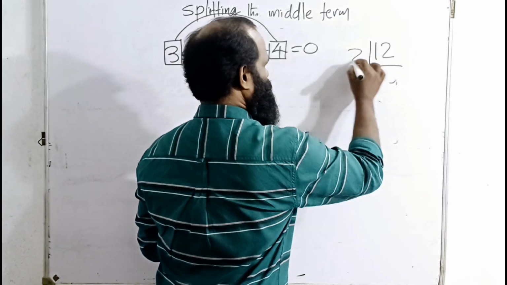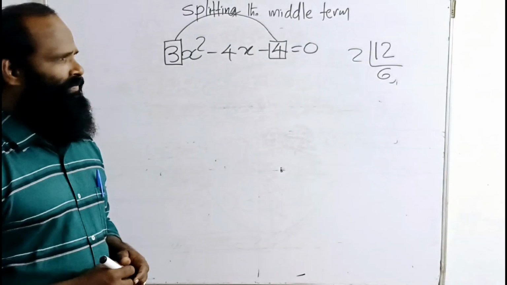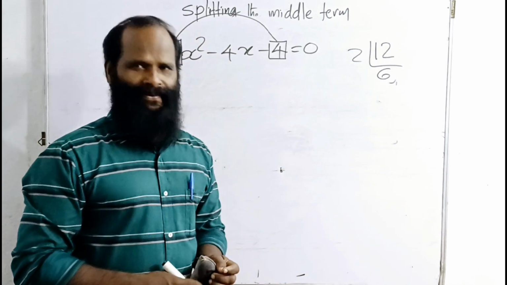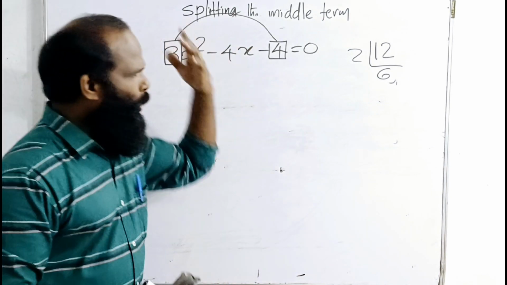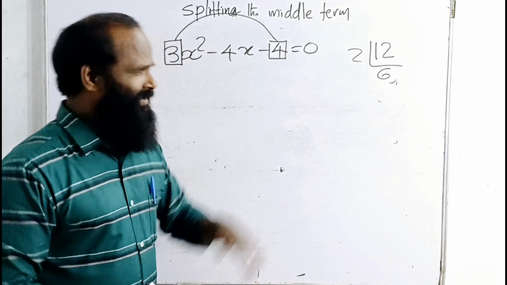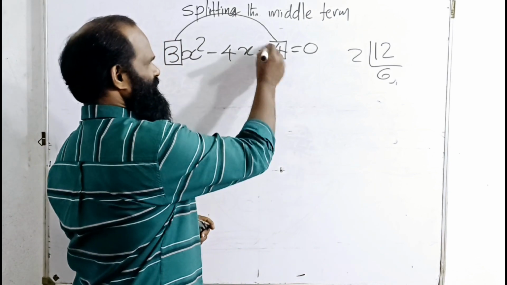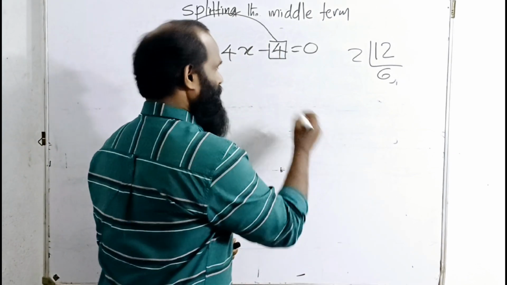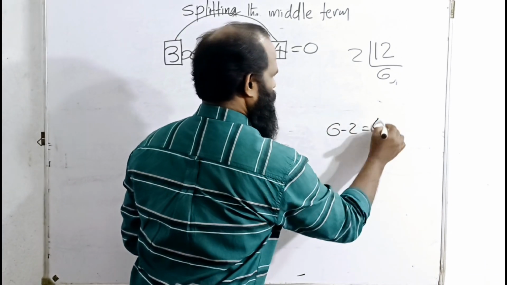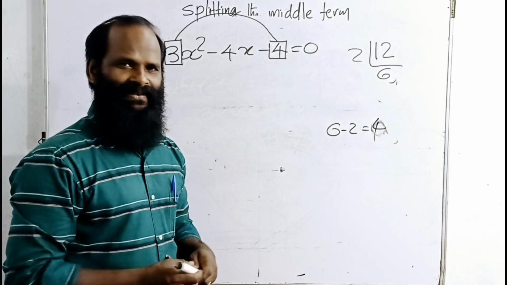Look, 2, 6. 2, 6 are 12. Shall I go factorizing 6 again? No, because I have already got the numbers I've been looking for. What are the numbers? 6 and 2 are the numbers. When 6 and 2 are subtracted, we get 4. We don't need to factorize that again.